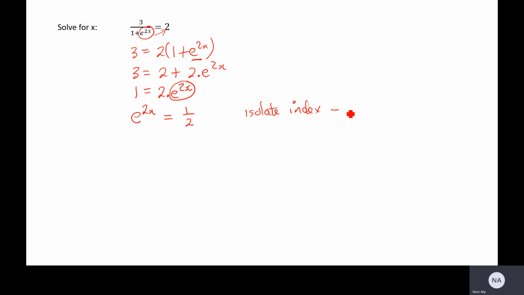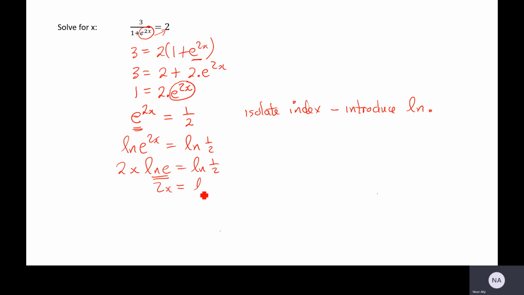Now I can introduce logs. And we introduce ln in this case. Why? Because the base is e. So it'll be the ln of e to the 2x is equal to ln of half. You know what happens next. And tell me, what is ln of e? That's 1. 2x is equal to ln of half.